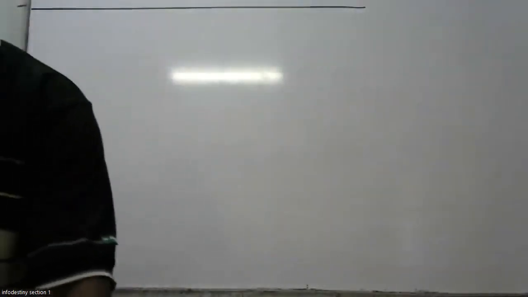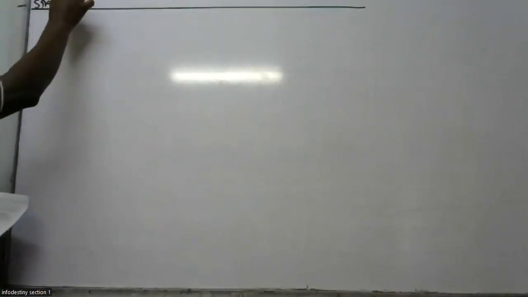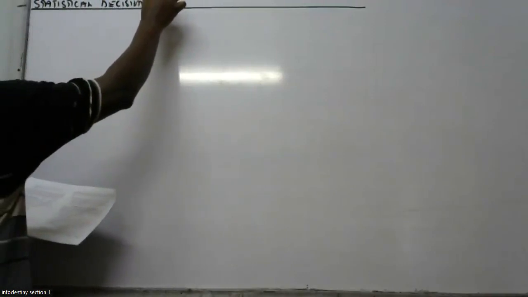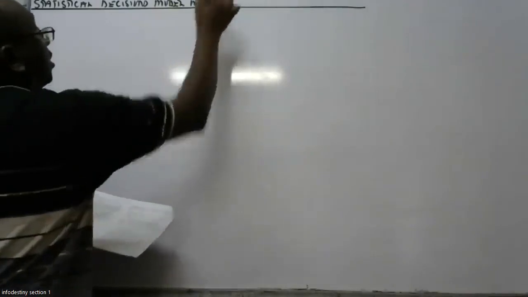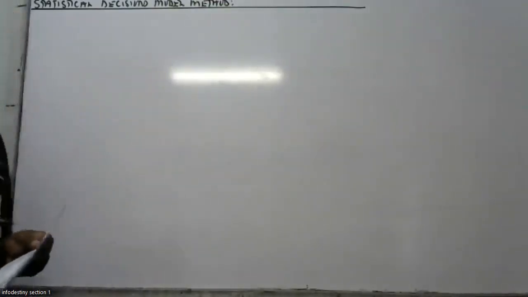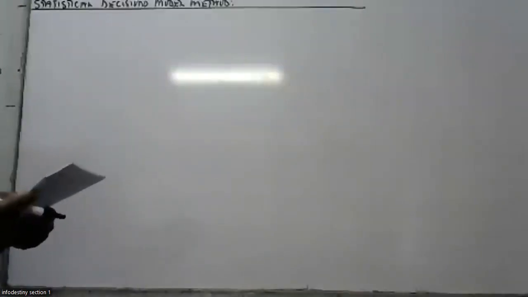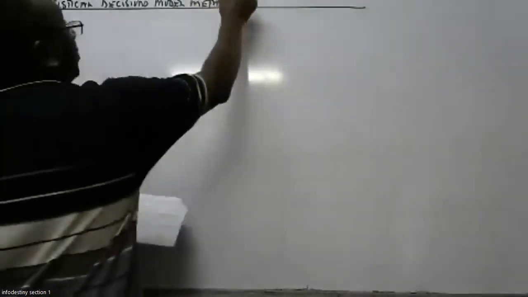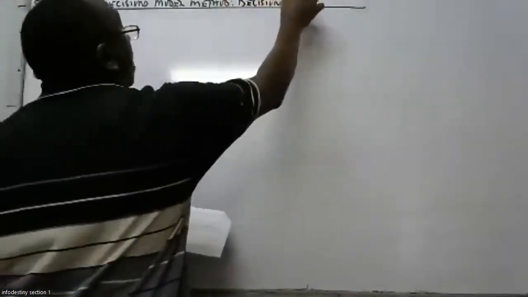So we are looking at the statistical decision model method. That is the one that we are looking at. And in this, we will do a decision tree.